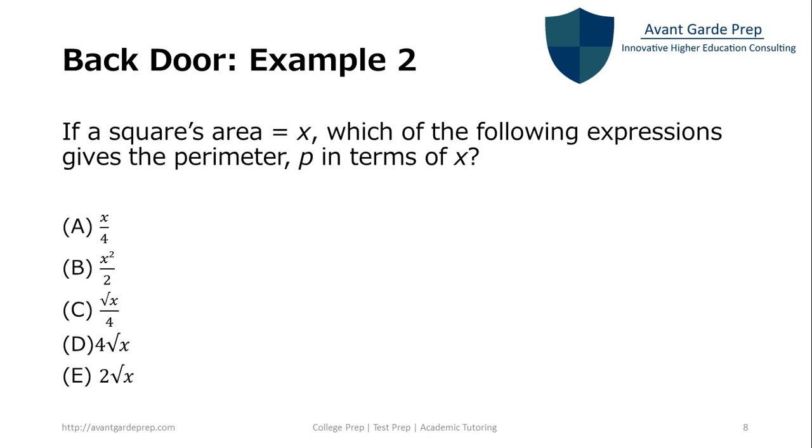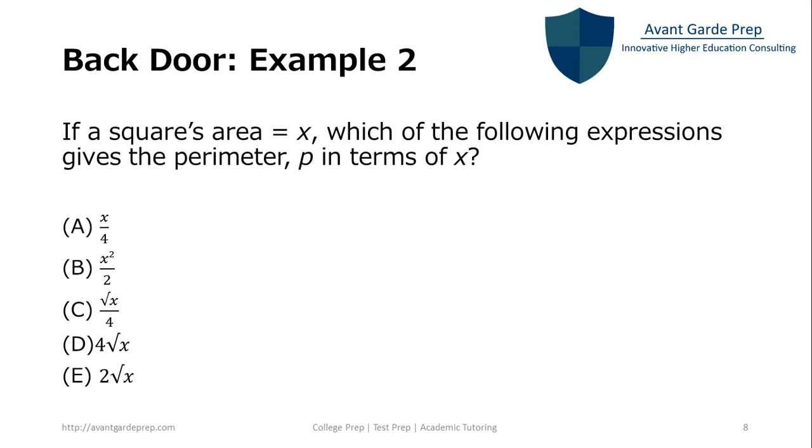Example problem number 2 states, if a square's area equals x, which of the following expressions gives the perimeter P in terms of x? So let's look at this problem. We can see that we have some variables in the problem, x and P, and if we look at the answer choices, all the answers do have the variable x in them. So again, we can recognize right away that this is a backdoor problem, and we need to pick a number and then work through the problem.